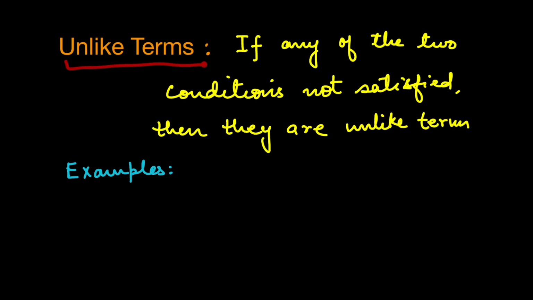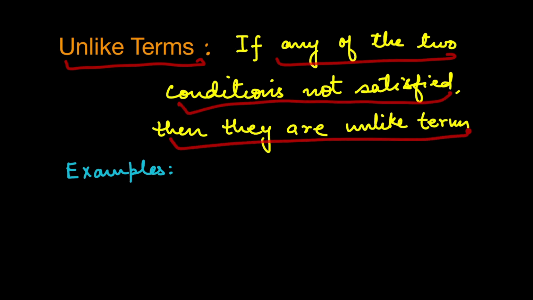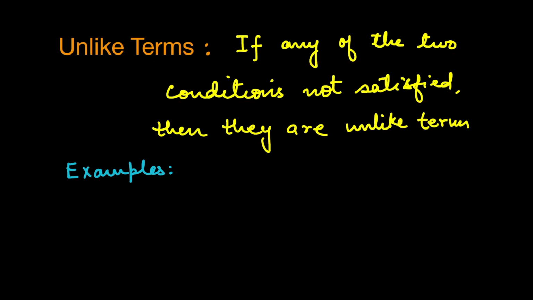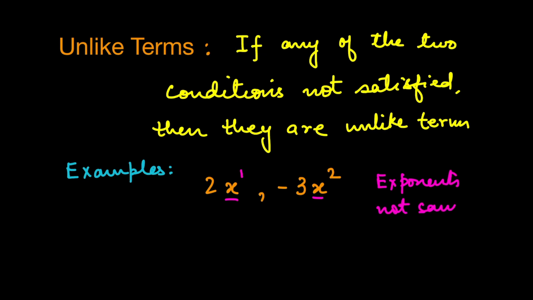Now unlike terms. If either of the two conditions which we discussed in like terms is not satisfied, we say they are unlike terms. For example, we have 2x and minus 3x square. Here the variable is the same, but the exponent here is 1 and the exponent there is 2. So the exponents are not the same. So these are unlike terms.